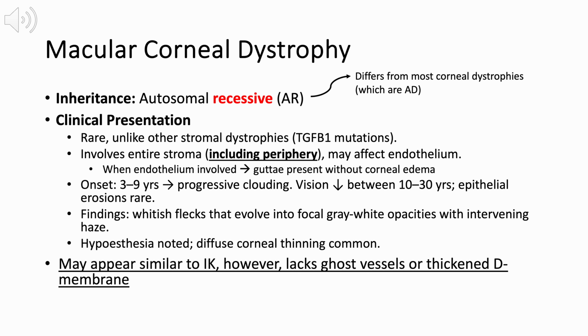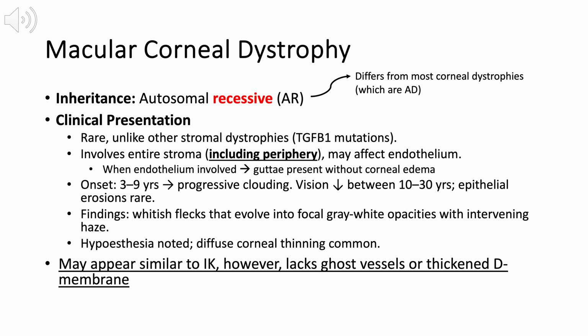This condition typically begins in early childhood, between 3 and 9 years of age, and causes progressive clouding. Vision tends to decline significantly by the second or third decade of life. Epithelial erosions are rare in this condition. Clinically, we see whitish flecks in the cornea that evolve into gray-white opacities with intervening haze. Hypoesthesia is common, and diffuse thinning of the cornea is often present.